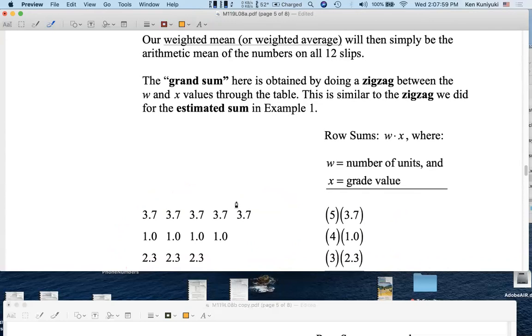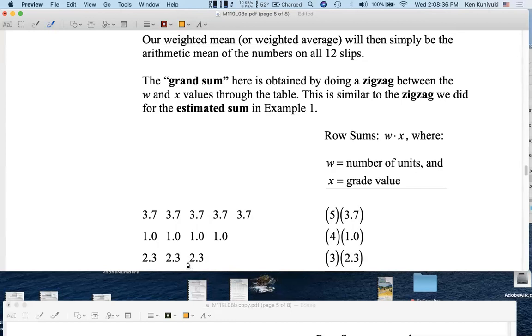But there's a fast way of doing it. Remember the president's ages. Instead of taking these 5 copies of 3.7 and adding them all up, why not just take 5 times 3.7? Repeated addition can be efficiently done as multiplication. 5 times 3.7. And those are your total grade points from your math class, where you got an A- for that 5-unit class. Likewise, 4 times 1, that's a total of 4 grade points in this scheme when we work out the grand sum for your chemistry class.